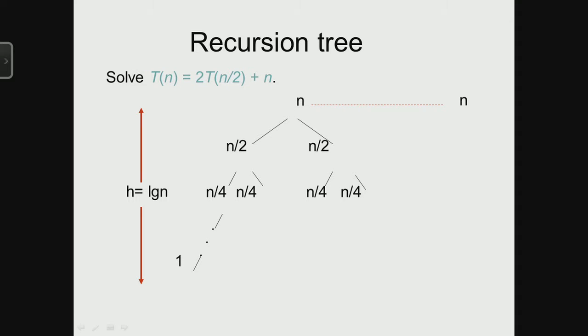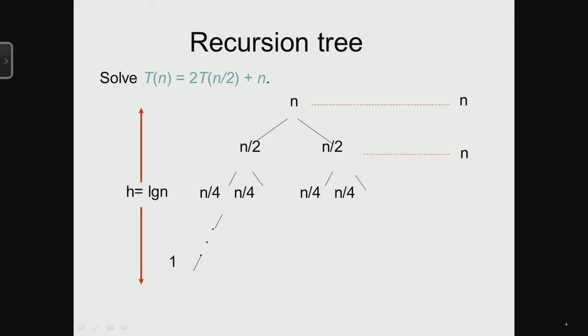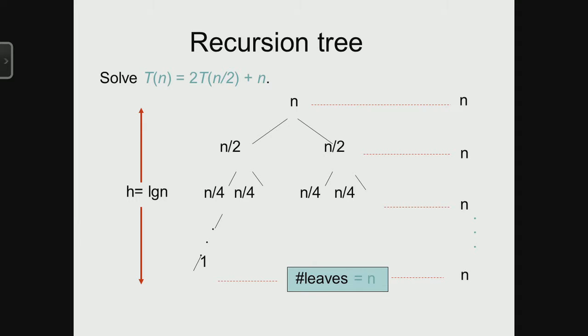The contribution to the whole recursion is essentially the summation of the values at all the nodes. At the root the contribution is n, because the value is just n. At depth 1, the contribution is again n, because there are two nodes of value n by 2. At the next level 2, there are 4 nodes of value n by 4, and the contribution is again n, and so on, all the way up to the leaves.